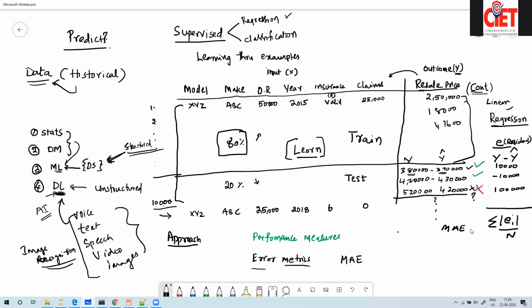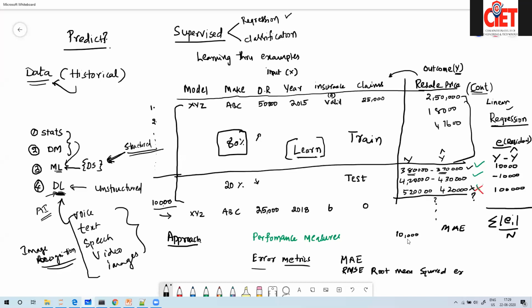Now, if this is a small value, let's say the mean absolute error is 10,000. So that means on average, when we make predictions of the car price, we are wrong by 10,000 rupees. That's okay. When the predictions are in the range of 3 lakhs, 4 lakhs, if we make an error of 10,000 rupees, that's not a big deal. That's okay, right? Another way to measure the error is called RMSE. It's called root mean squared error.